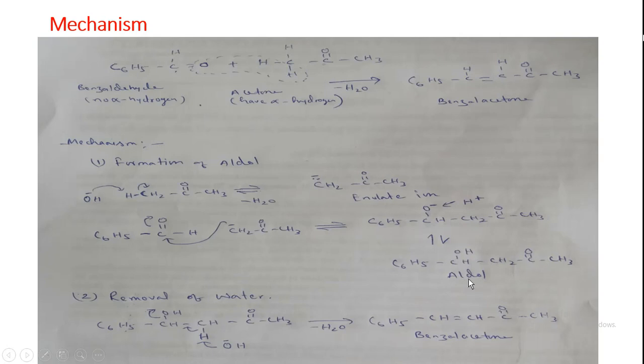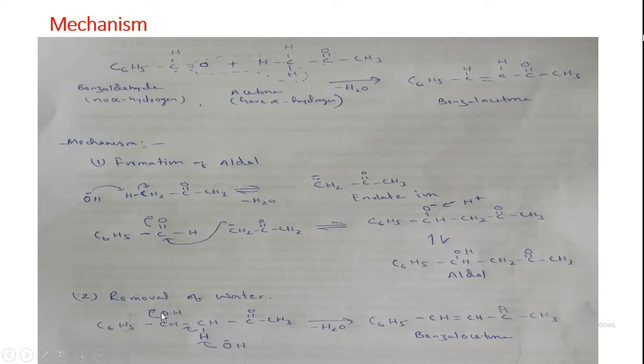Why is it known as aldol? Ald from aldehydic group. Okay, you can say ald means aldehyde, and ol means hydroxyl group, and because of C double bond O it is ald. Okay, aldol. Then next step, that is removal of water.